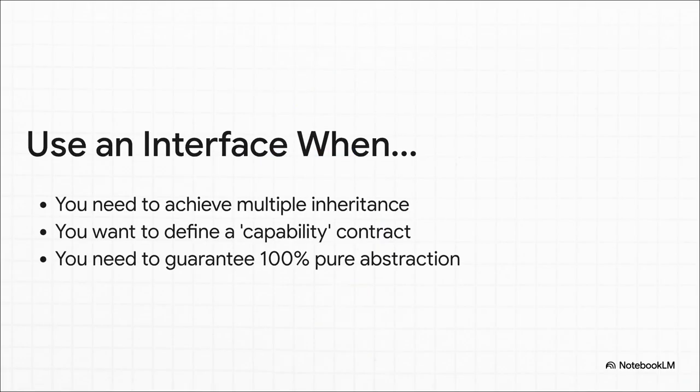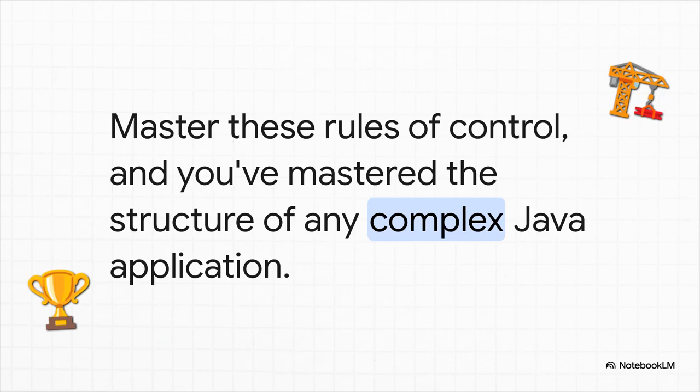There are 2 huge scenarios where an interface is your only move. First, when you need to achieve multiple inheritance, because a class can implement as many interfaces as it wants. And second, when you need to define a common capability, like being comparable, that can be applied to a bunch of completely unrelated classes. And that's really the whole picture. When you master these 3 layers of control, access modifiers for your members, packages for your classes, and interfaces for your contracts, you're fully equipped to build large-scale, robust, and maintainable Java applications.